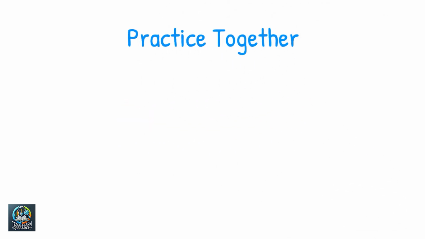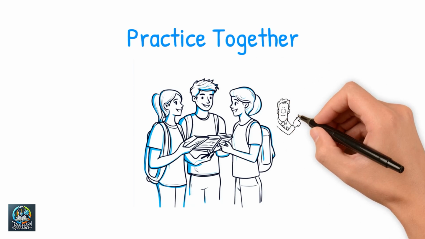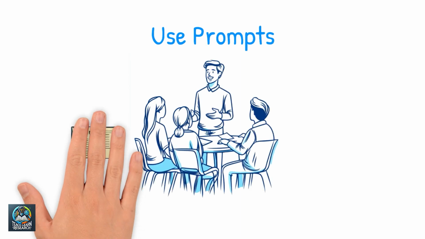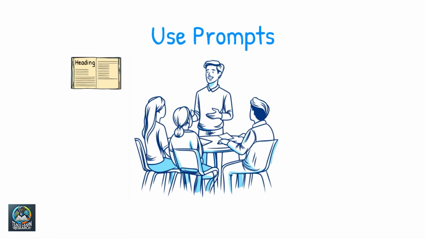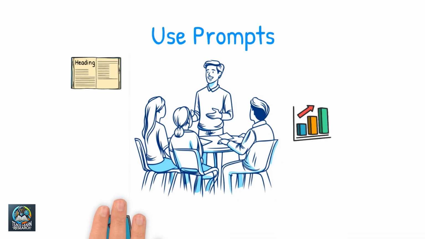Guided practice. Practice together. Read a text with the class or in small groups. Pause to identify and discuss text features. Use prompts. Guide students with specific prompts. What does this heading tell us about the next section? How does this graph help us understand the information? What can we learn from the caption under this image?